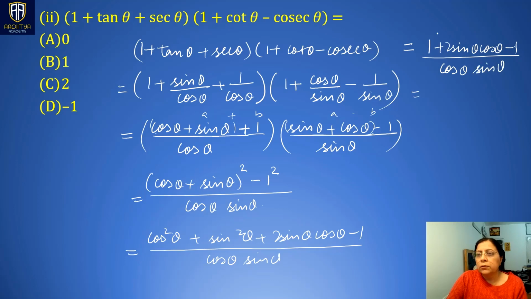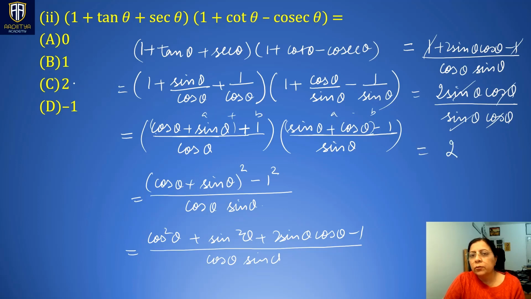Right? So now this 1 and 1 get reduced. We have 2 sin theta cos theta divided by sin theta cos theta. So now we can reduce this and get value 2. So here we have 2 as the option C. Right? So answer becomes option C, that is 2. I hope this is clear.